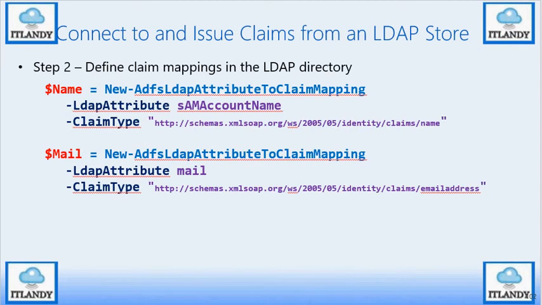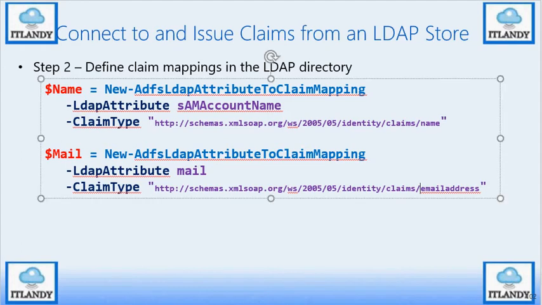Step 2, define the claim mapping in the LDAP directory. New-AdfsLdapAttributeToClaimMapping, and then you specify the LDAP attribute and the claim type. This is for the name. For email, I can specify the email attribute as well, the LDAP attribute and the claim type. You can see email address, and you can see the claim name.